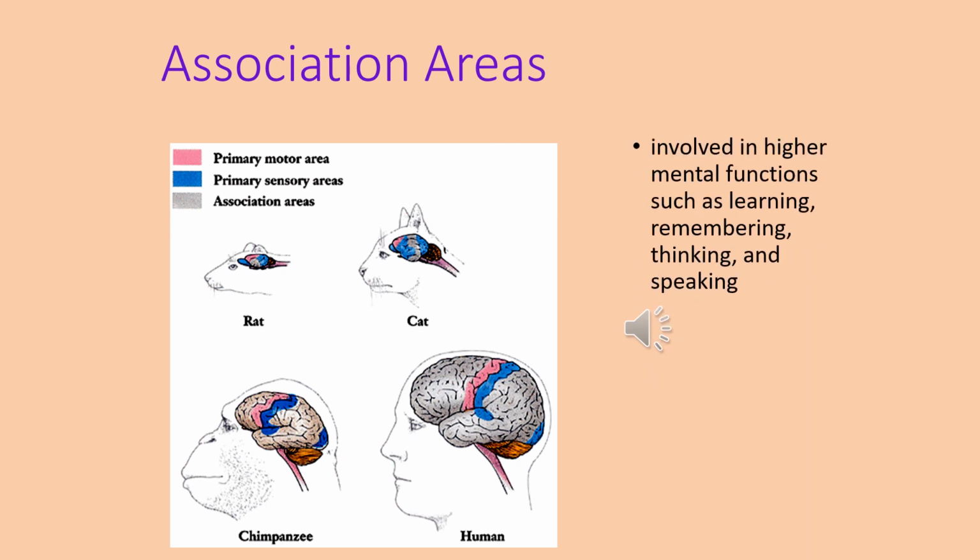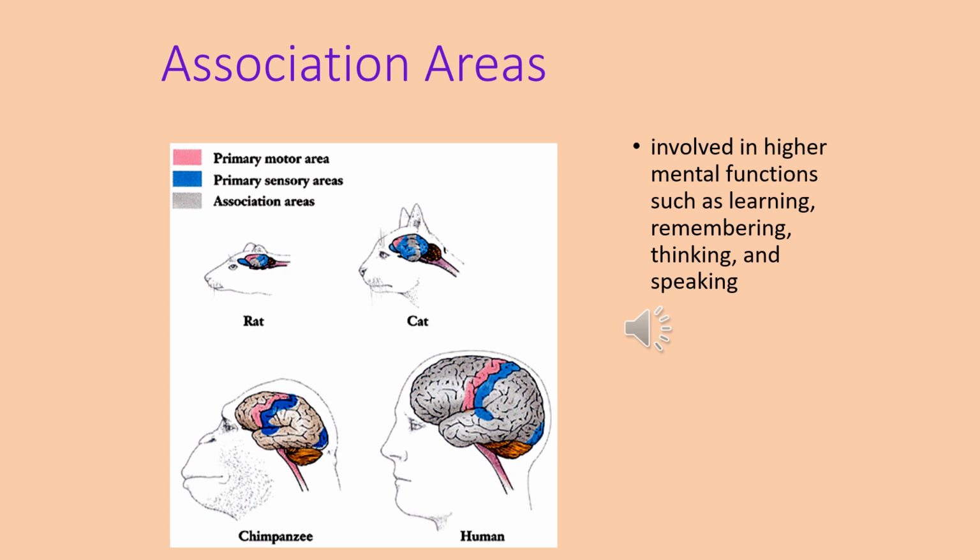And finally, the association areas would be the areas represented in gray. Association areas involve all parts of the forebrain or cerebral cortex not involved in motor movement or sensation. So the motor cortex, the somatosensory cortex, the auditory and visual cortexes. This would be everything else other than those regions.